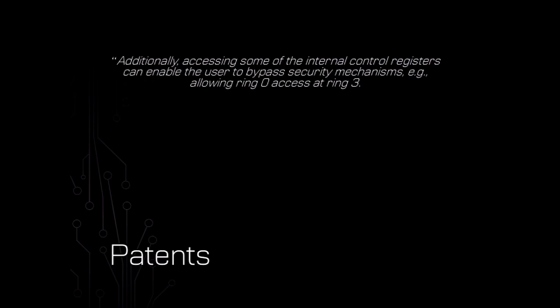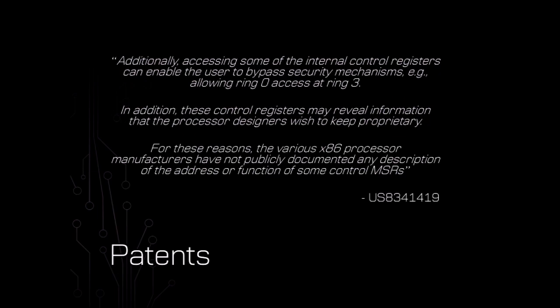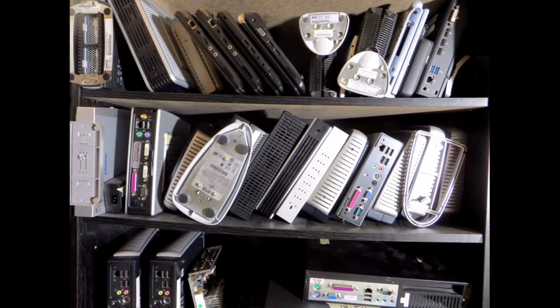Like, all of our security on x86 is based around this idea of rings of privilege. And this little blurb is telling me there may be some way to circumvent all of that in one fell swoop. But they go on to say, "In addition, these control registers may reveal information that the processor designers wish to keep proprietary." Well, that's kind of understandable. If I had some circumvention for all the privilege mechanisms on the processor, I'd probably want to keep that proprietary too. But then they go on to say, "For these reasons, the various x86 processor manufacturers have not publicly documented any description of the address or function of some of the control MSRs." So that makes sense, but that means we're probably dealing with something undocumented that we don't have a lot of access to.